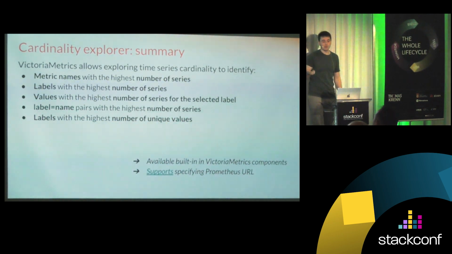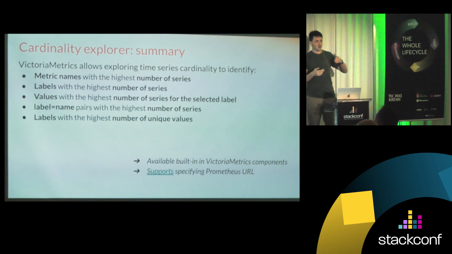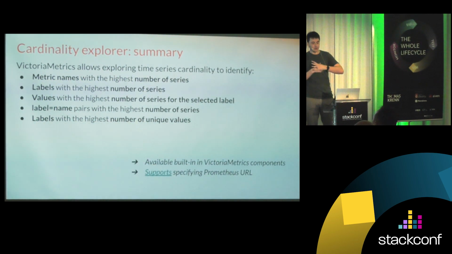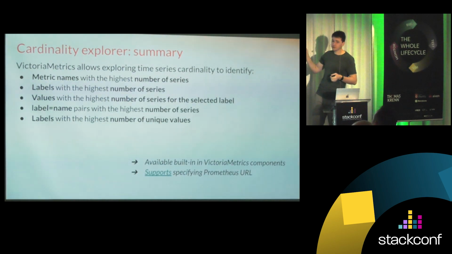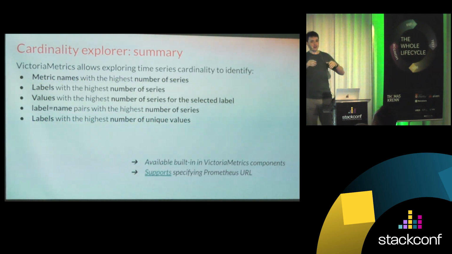So Cardinality Explorer gave us an insight of the metric we want to explore, about why it is expensive, and it also gives us hints what we do with that. By the way, this Cardinality Explorer is available by default out of the box in all VictoriaMetrics components, and in the next release you can query Prometheus with that. So you can specify Prometheus URL and get the same user experience.